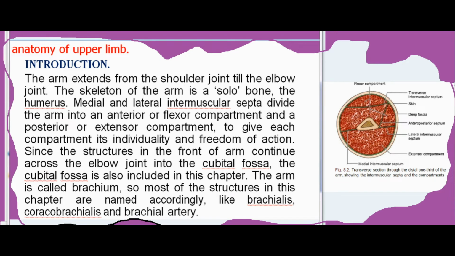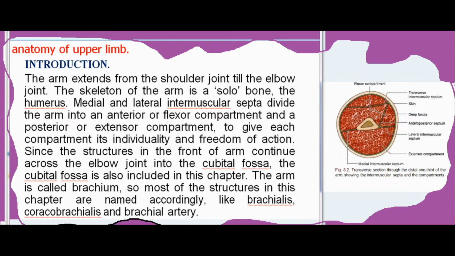Anatomy of upper limb. Introduction. The arm extends from the shoulder joint till the elbow joint. The skeleton of the arm is a solo bone, the humerus. Medial and lateral intermuscular septa divide the arm into an anterior or flexor compartment and a posterior or extensor compartment, to give each compartment its individuality and freedom of action.